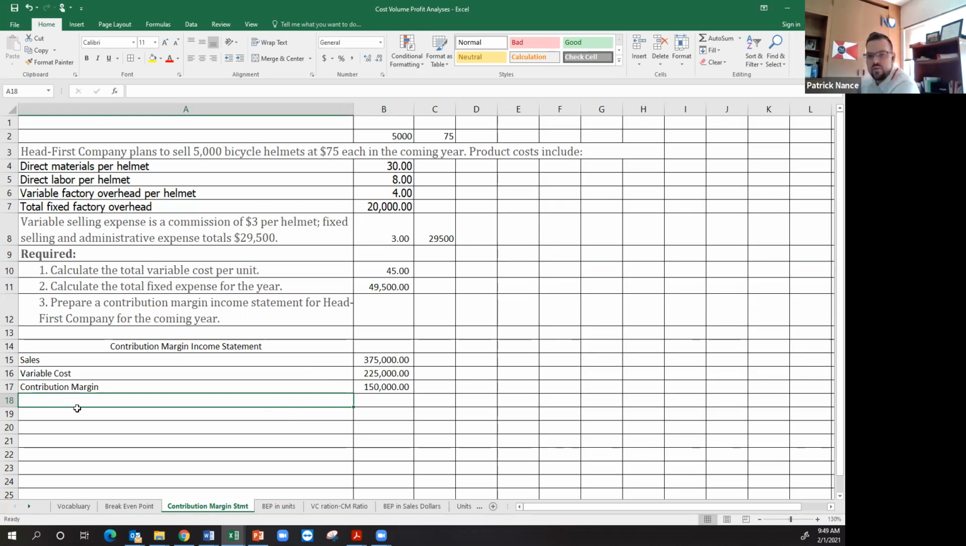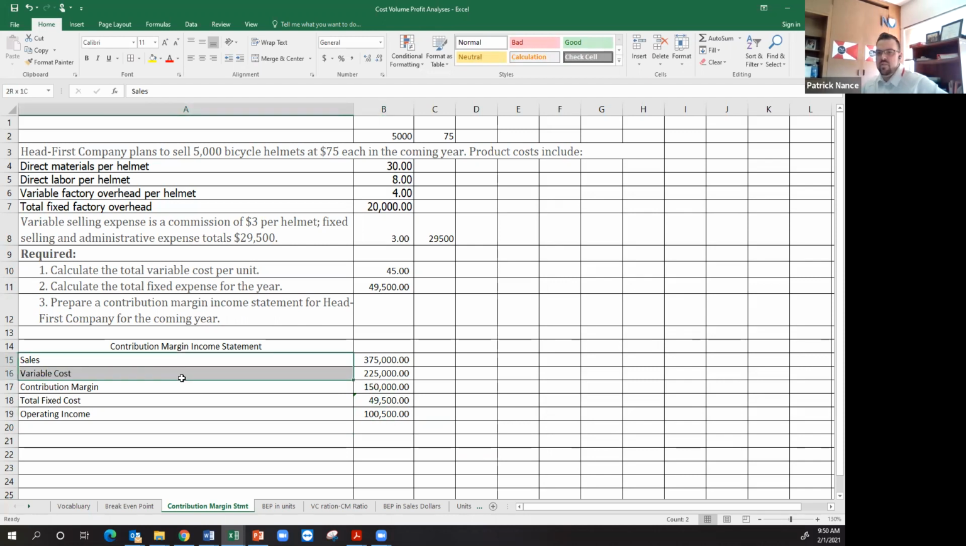Now I can take out my fixed cost, my total. I don't need to put them on separate lines. My total fixed cost, which I found up here of 49,500, so that I can now get my operating income. 150,000 minus 49,500 is my operating income of $100,500.